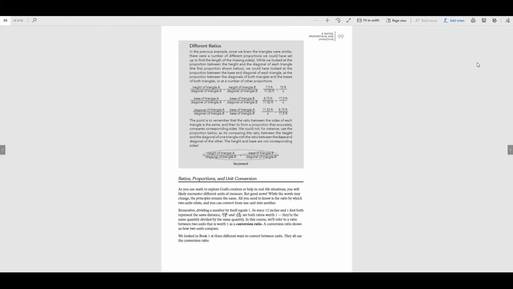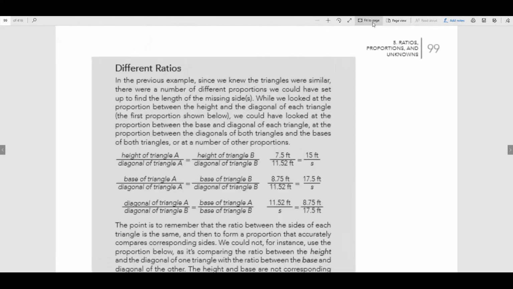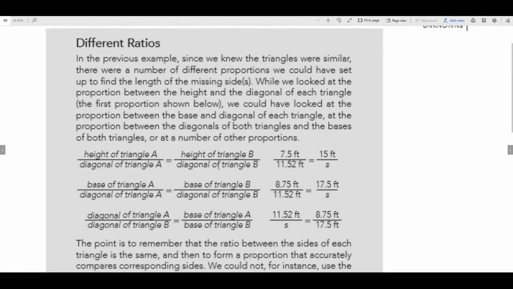Okay, now let's look at this page right here. In the previous example, since we knew the triangles were similar, there were a number of different proportions we could have set up to find the length of the missing sides. This is what I was telling you. While we looked at the proportion between the height and the diagonal of each triangle, the first proportion shown below, we could have looked at the proportion between the base and the diagonal of each triangle, the diagonals of both triangles and the bases of both triangles.